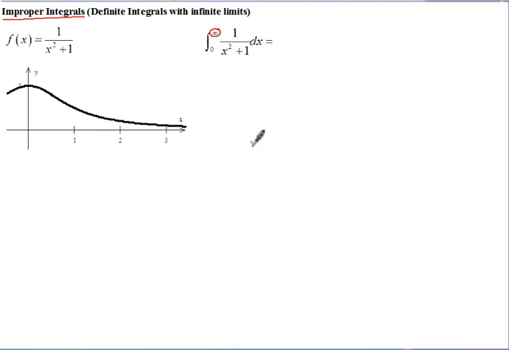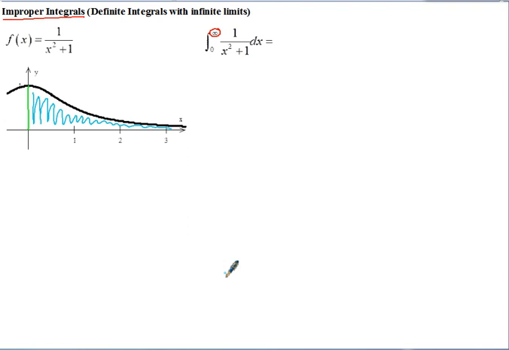So here's the graph of f of x equals 1 over x squared plus 1. Integrand right here, what we're integrating. So let's remember what this definite integral represents graphically: the area under the curve. The difference is going from 0, from right there, but it goes on forever instead of having a specific finite upper limit. So it represents the area under the curve from there, and it keeps on going.